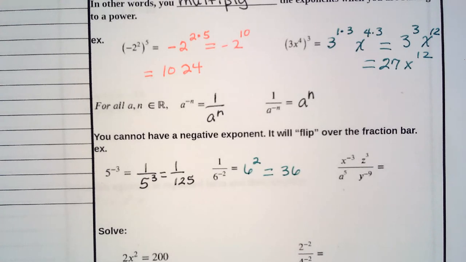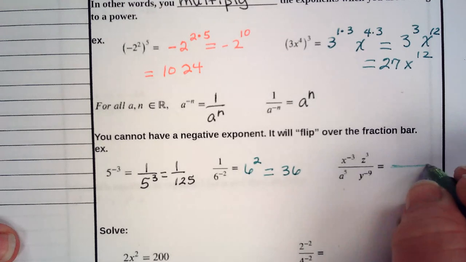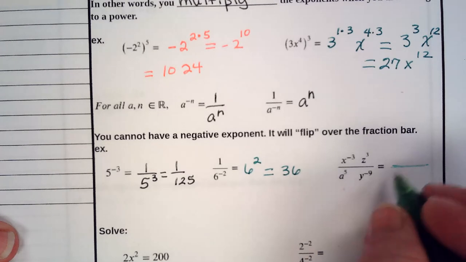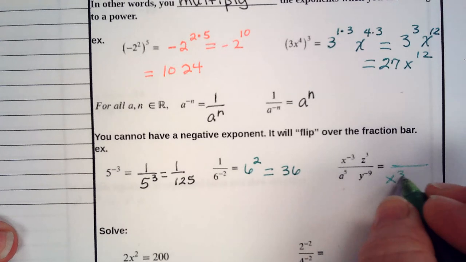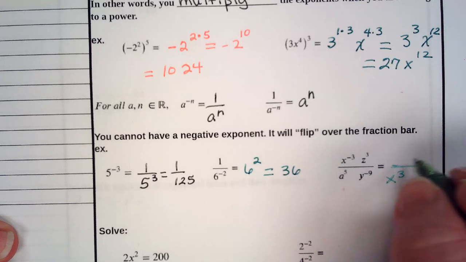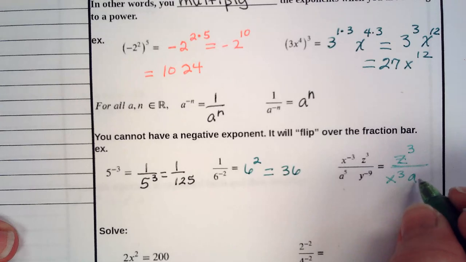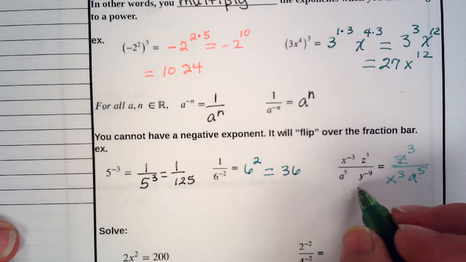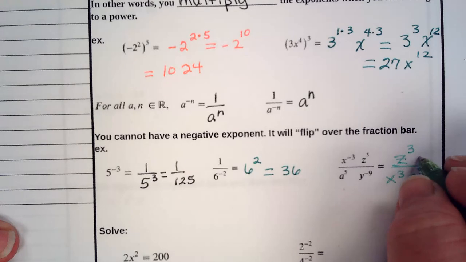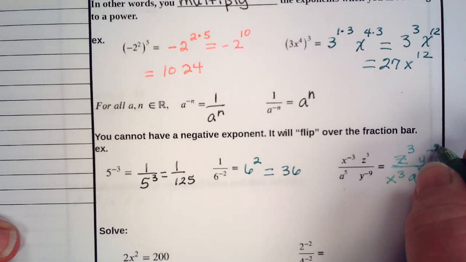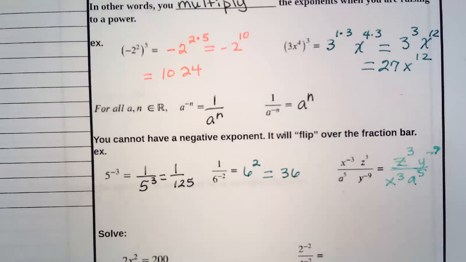For the last one, what's happening? The x to the negative 3, that means it becomes x to the 3rd here. Z to the 3rd stays on top. Okay. A to the 5th stays on the bottom. Y to the negative 9 comes up above. Or, negative 9. And we are done.